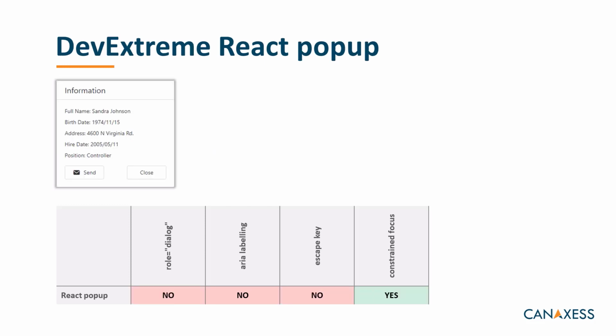Next is DevExtreme's React pop-up. It's missing the dialog role and has no labeling. The keyboard behavior is trapped within the dialog, which is good, but the escape key doesn't work and so it can't be closed this way.